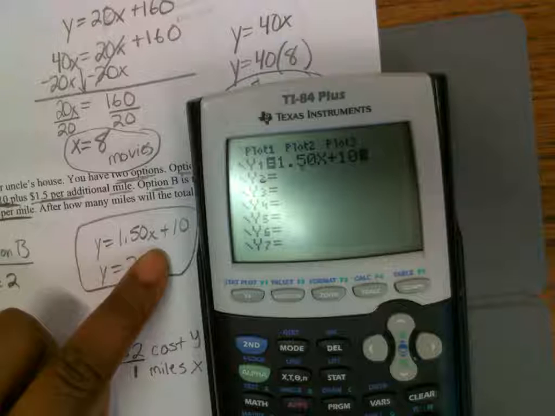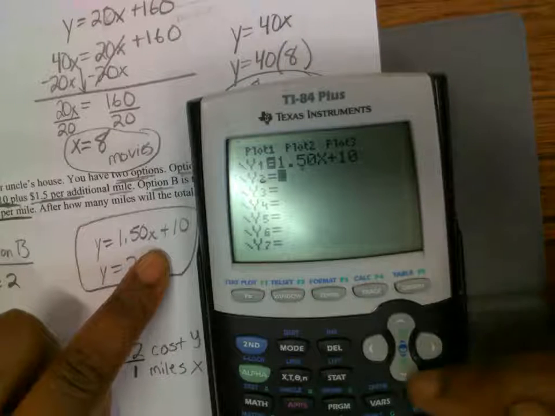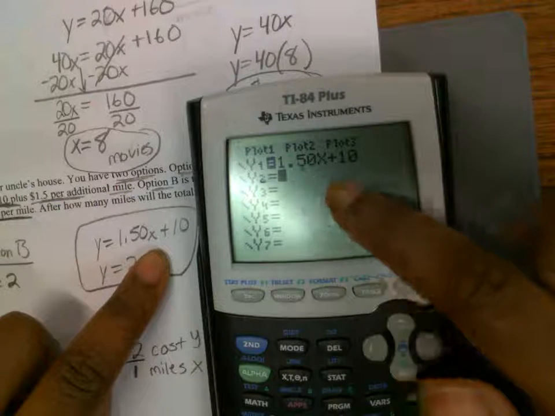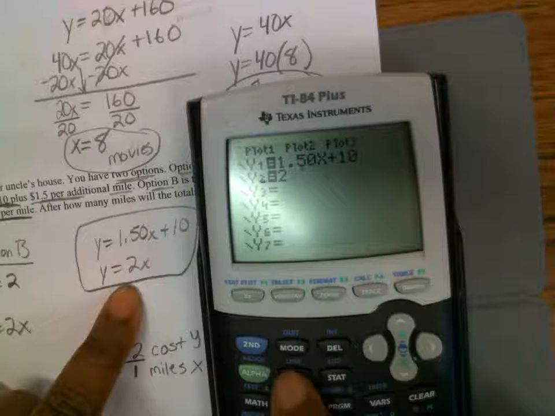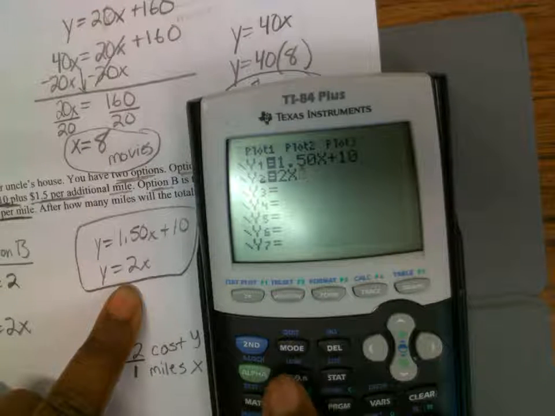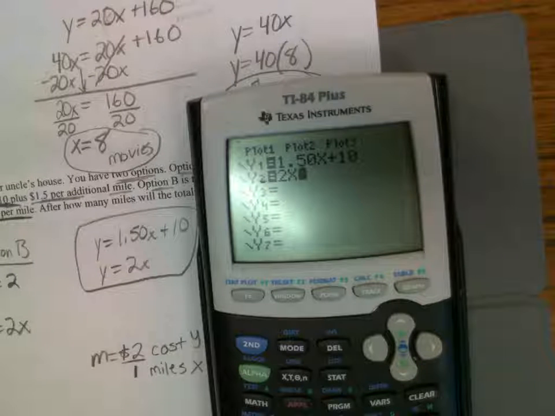That's the first equation. Press enter, or you can press the down arrow to go to the next line to type in your second equation, which is 2x. Again, X is beside the green alpha button. Okay?